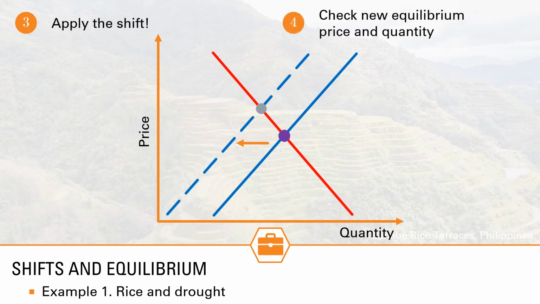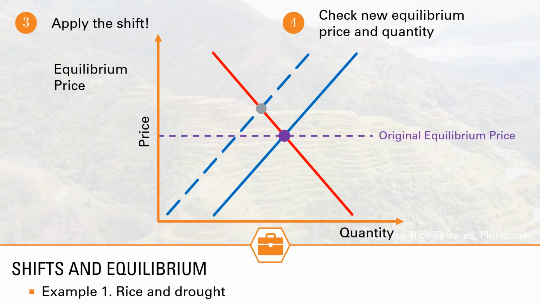And so now the intersection of that is our new equilibrium point. So let's have a look. Let's check the new equilibrium price and quantity. Let's compare. Our old point, again, is the purple one. So we draw a line there at the price. That's the original equilibrium price. And the new equilibrium price is the point in gray, I'm sorry. Let's draw a line there. And that's the new equilibrium price.